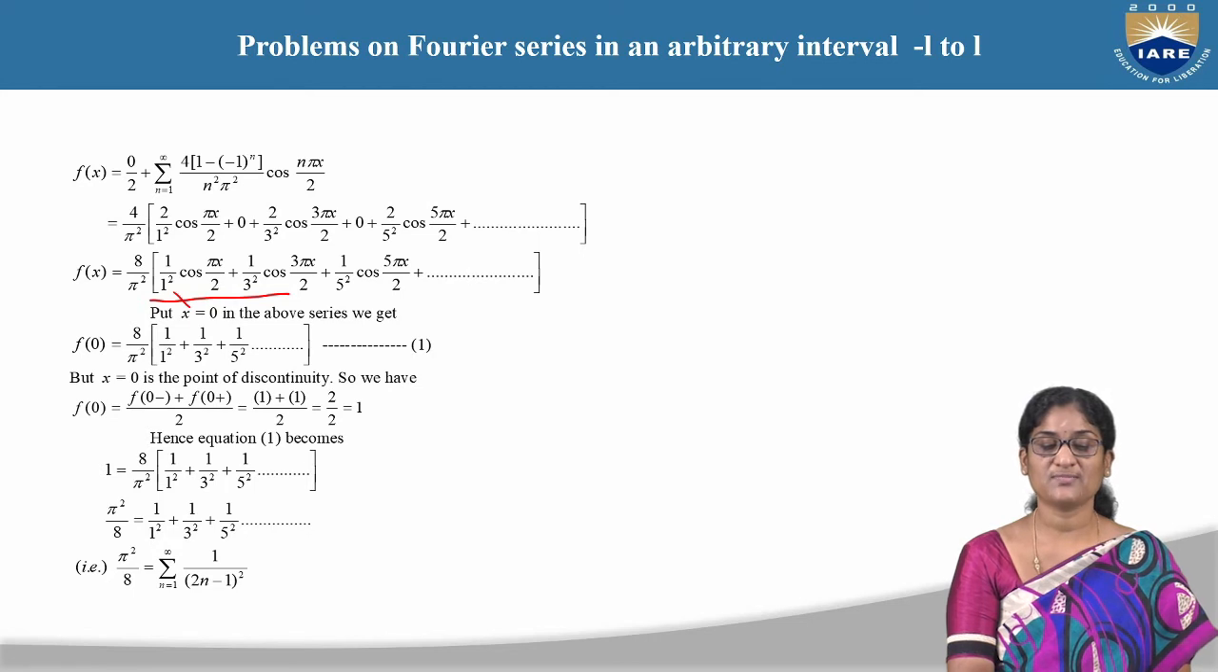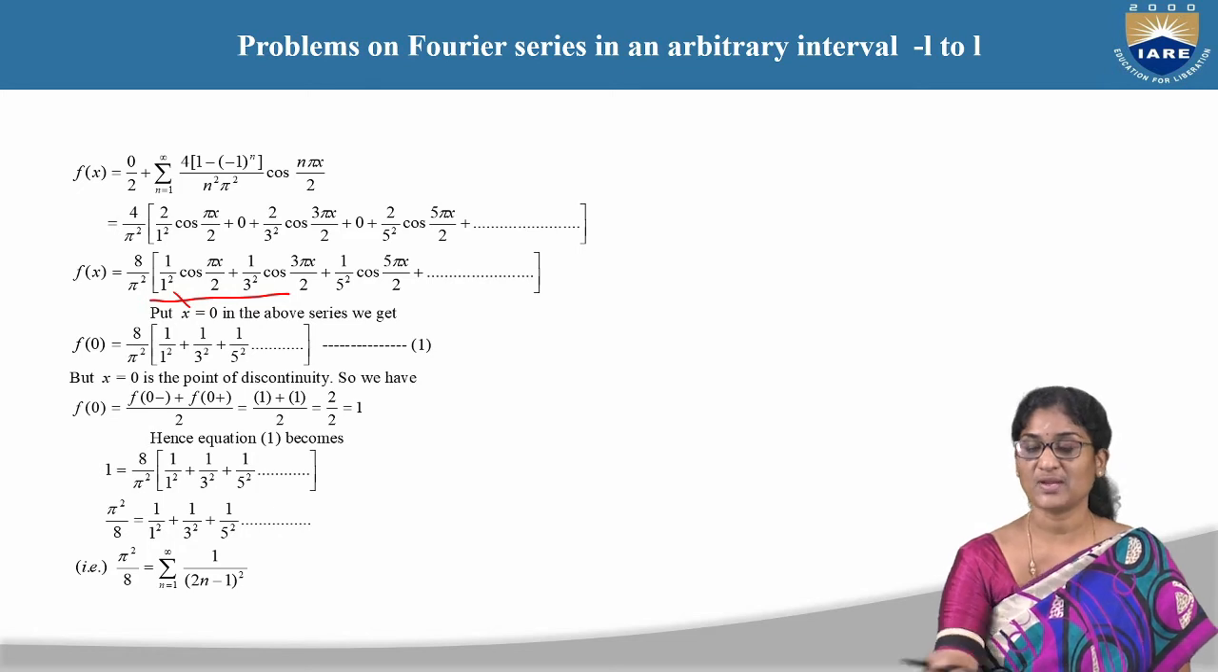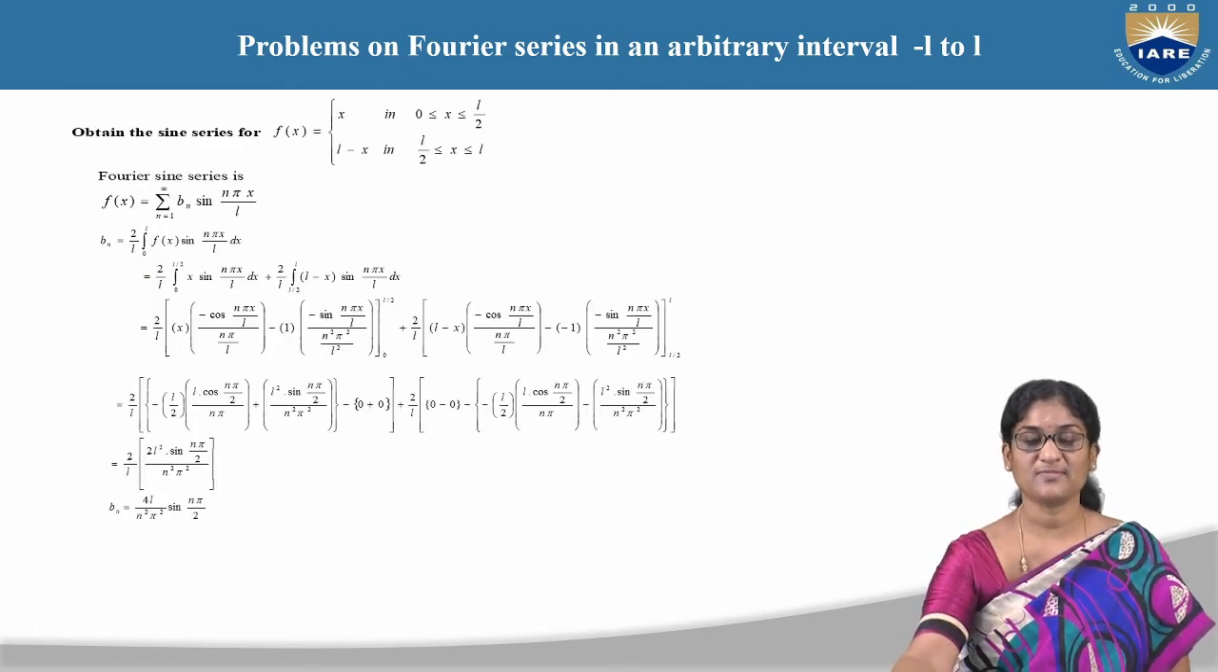So substituting here, 1 is equal to 8 by pi square, 1 by 1 square plus 1 by 3 square plus 1 by 5 square, and so on, which comes out to be pi square by 8, which is equal to summation n rises from 1 to infinity 1 by 2n minus 1 whole square. So this is how we can find it out.